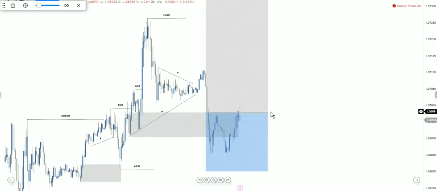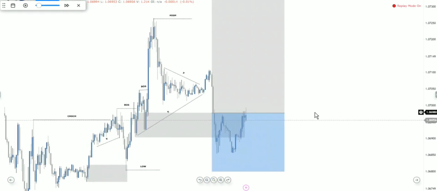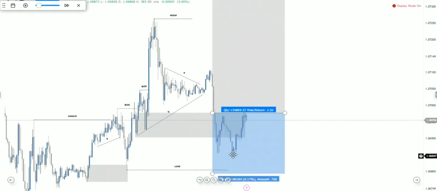Alright, so let me just pull this across some more. So I've basically taken a position from here. My stop loss is below the previous low. I always encourage you guys to do that. Always put the stop losses below the previous low because of things like this.